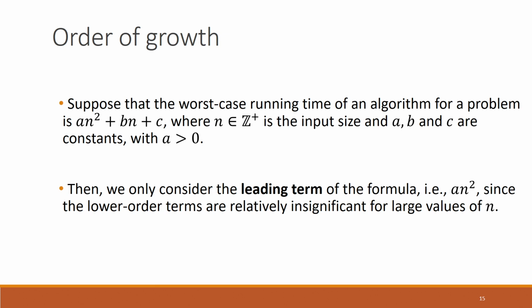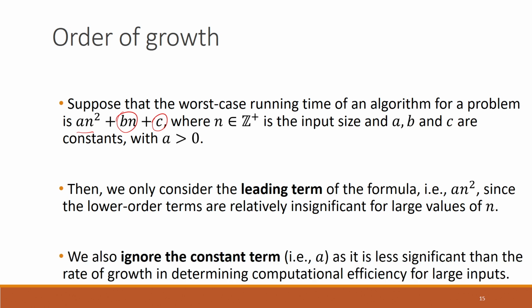In this situation we will only be interested in considering the leading term of the formula, that is an^2, since the lower order terms are relatively insignificant for large values of n. As n increases, the two terms bn and c will not play any significant role compared to the first term an^2. So, we can ignore these two terms bn and c. The other important thing is that we can also ignore the constant a, because this will also not matter much as the size of the problem increases.